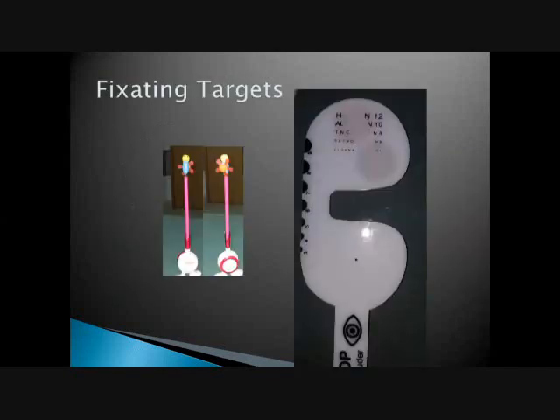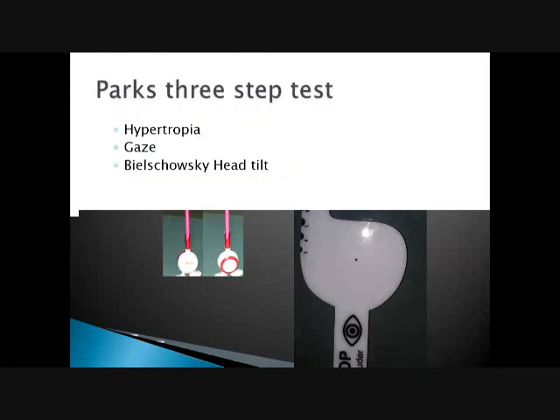Now these are the fixating targets. You see there are details in each fixating target, and we ask older children to read the letters so that the patient concentrates and accommodates. While in case of the younger children, we ask some details, like where are the eyes, or how many petals of the flower are there, so that the patient concentrates and fixates, and then we see the amount of the deviation.